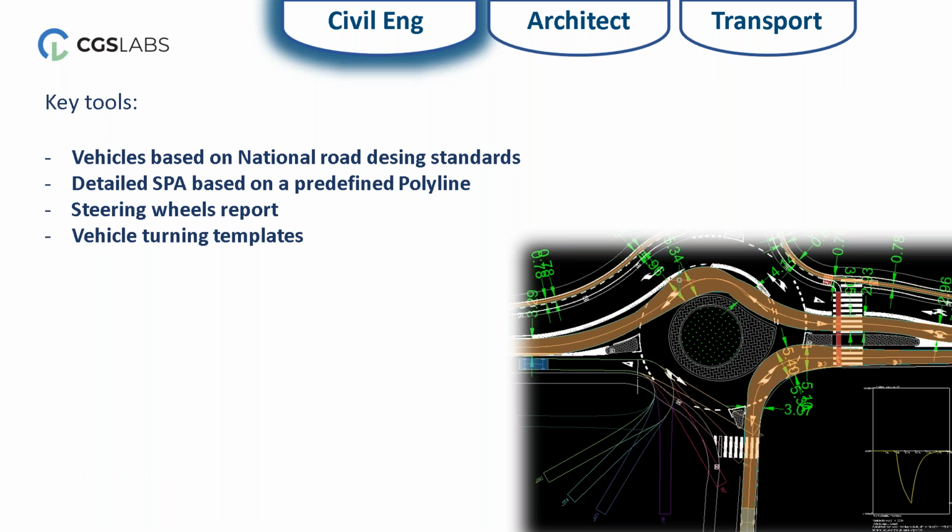Some of them are worldwide, some others are national based on the country, to evaluate the behavior of the vehicle on the road design. For that, we created polylines that represented the trajectory of the vehicles, and on top, the swept path analysis was created in one click. We said that it's definitely a good method, but we need to be careful with checking the feasibility of this polyline.